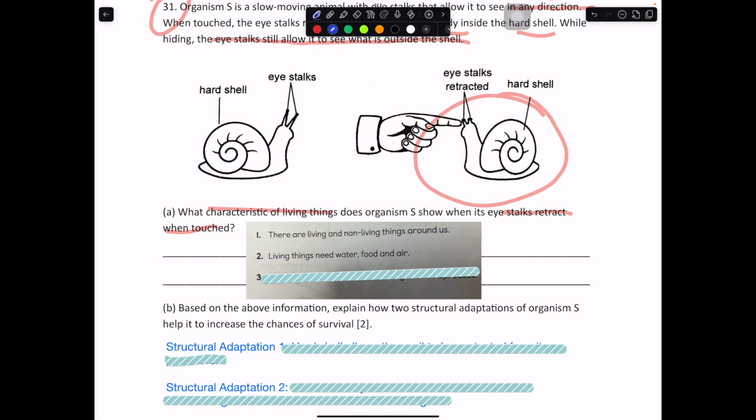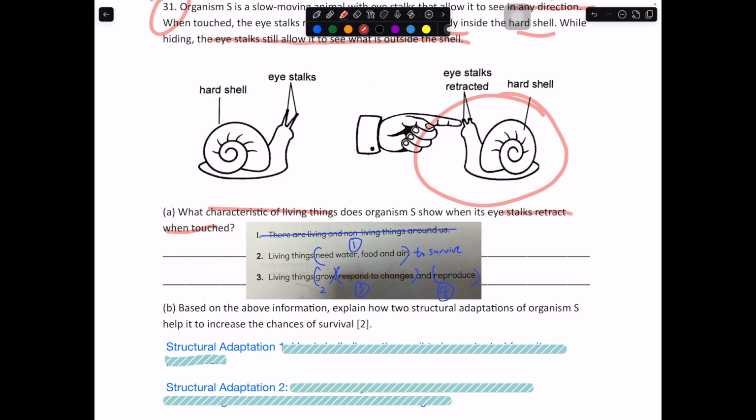One is irrelevant, just telling you there are living things around us. One of the characteristics is we need air, food, and water to survive. Another characteristic is we can grow, we can respond to changes, we can reproduce. That means if you are living things, you should be able to do this. So which one is most likely the answer? Retract when touched is most likely respond to changes.